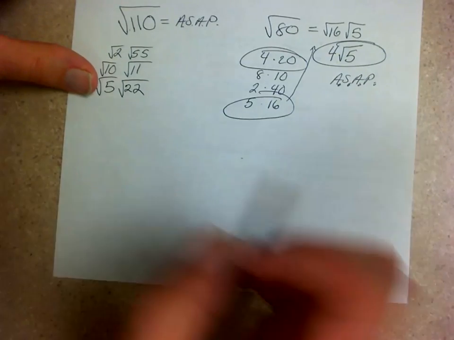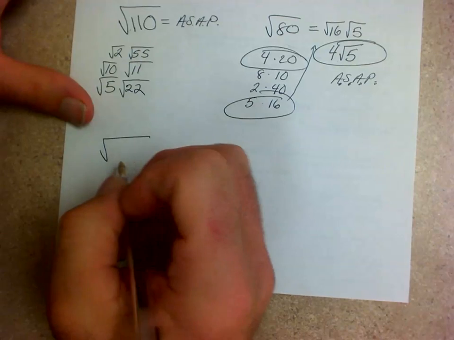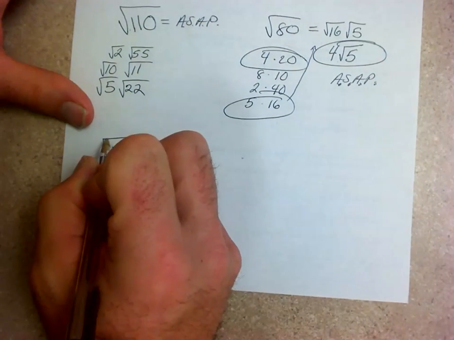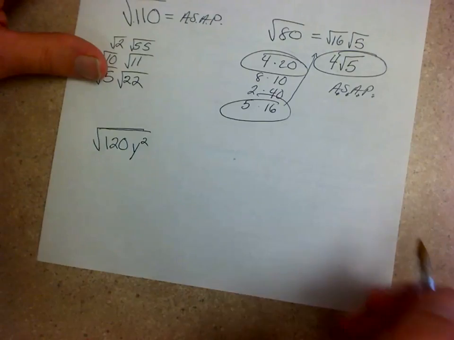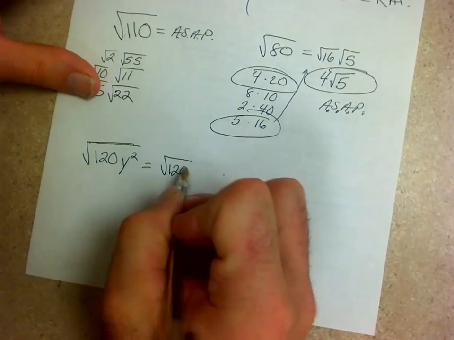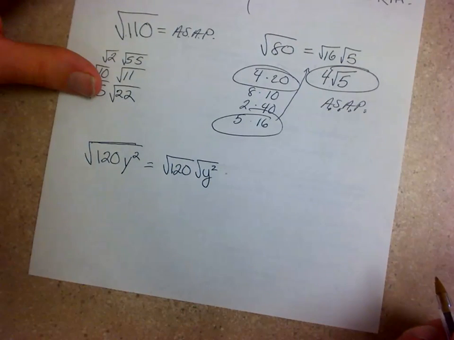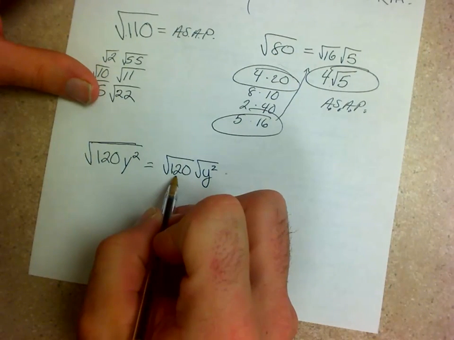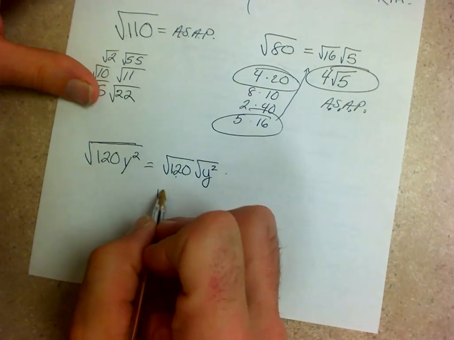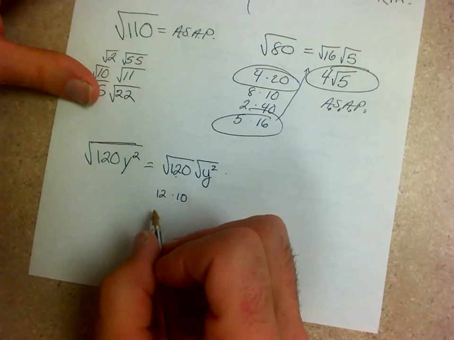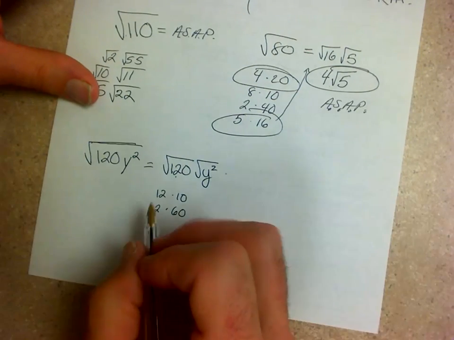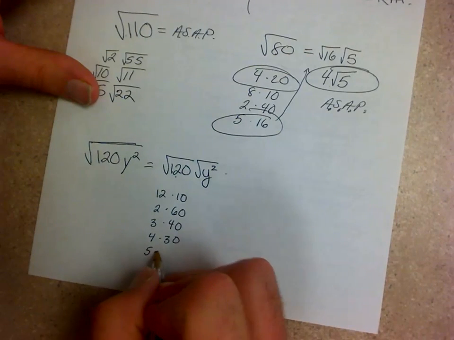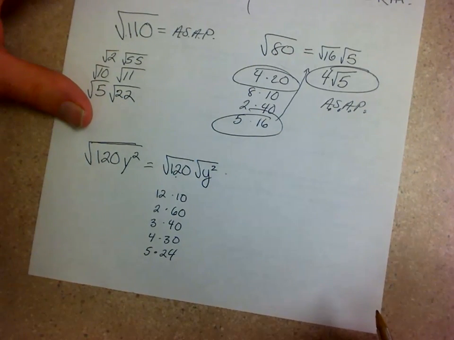All right, take this a step farther. What is the square root of, let's say, 120y squared? Right off the bat, we can break that down into its two factors, its numbers and its variables. The square root of 120 is not a perfect square, so what we're looking for are some perfect squares. We could do 12 times 10. We can do 2 times 60, 3 times 40, 4 times 30, 5 times 24. We got lots of choices.